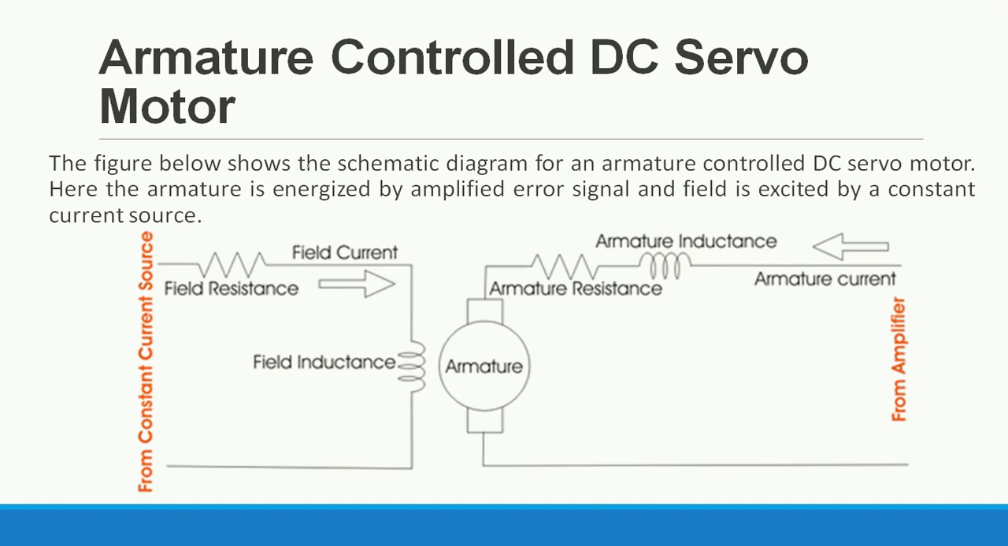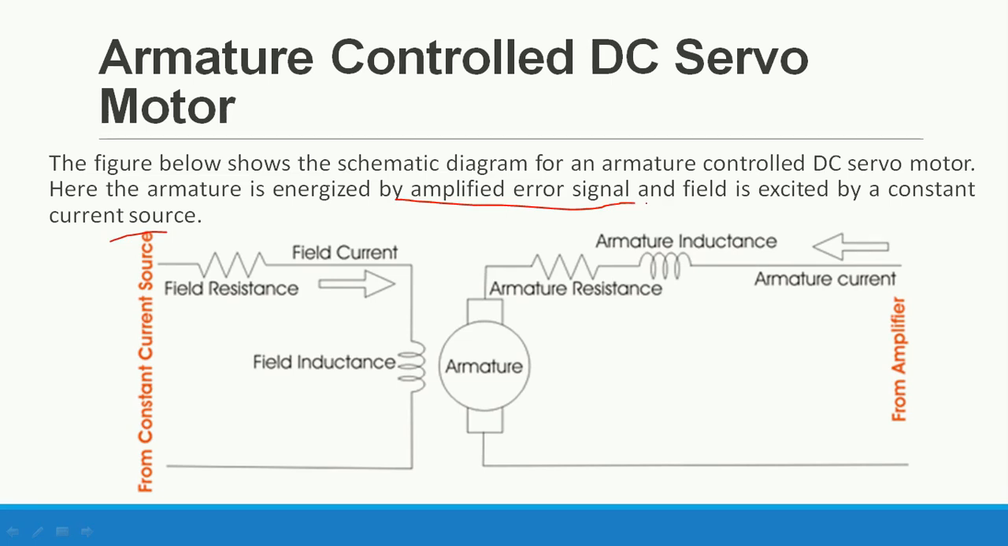Next one is the armature controlled DC servo motor. It is exactly the reverse of the field controlled DC servo motor, in which the field winding is connected to the amplifier. In the armature controlled DC servo motor, the field winding is connected to a constant current source, and the armature is connected to an amplifier where the amplified error signal is given.